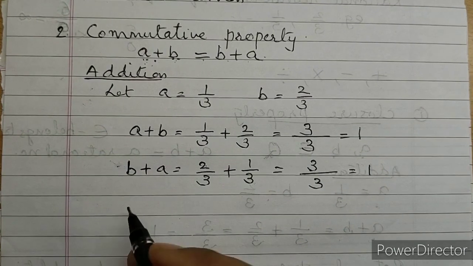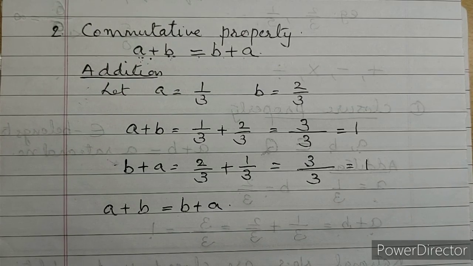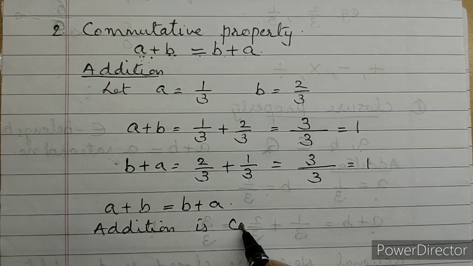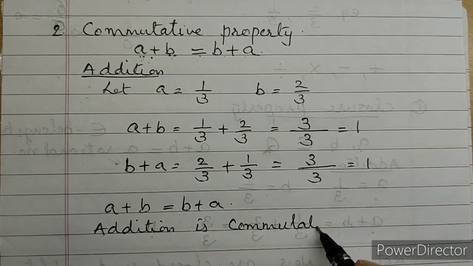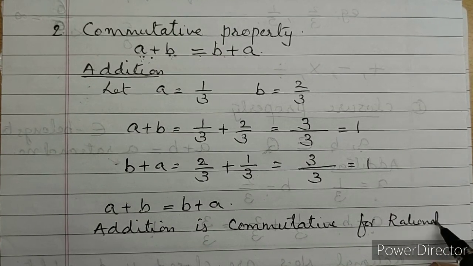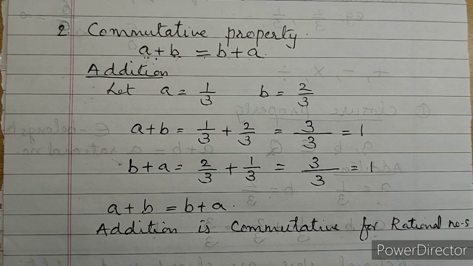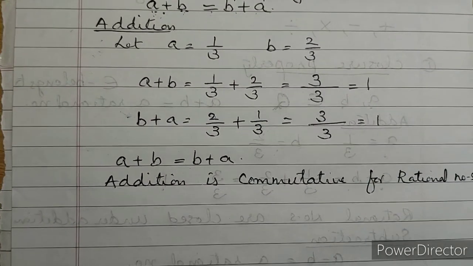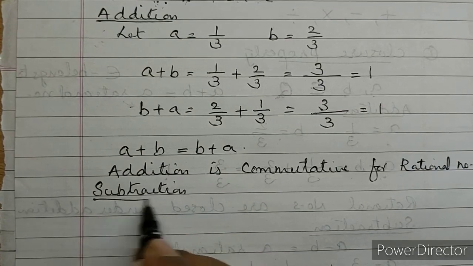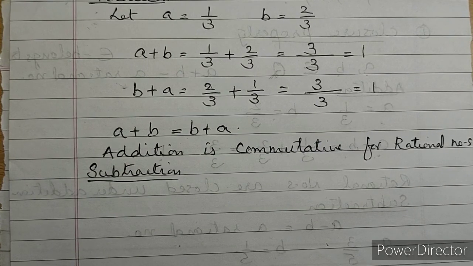Since a plus b is equal to b plus a, we can say that addition is commutative for rational numbers. Now same way we have to check for subtraction. For subtraction, you have to check whether a minus b is equal to b minus a.